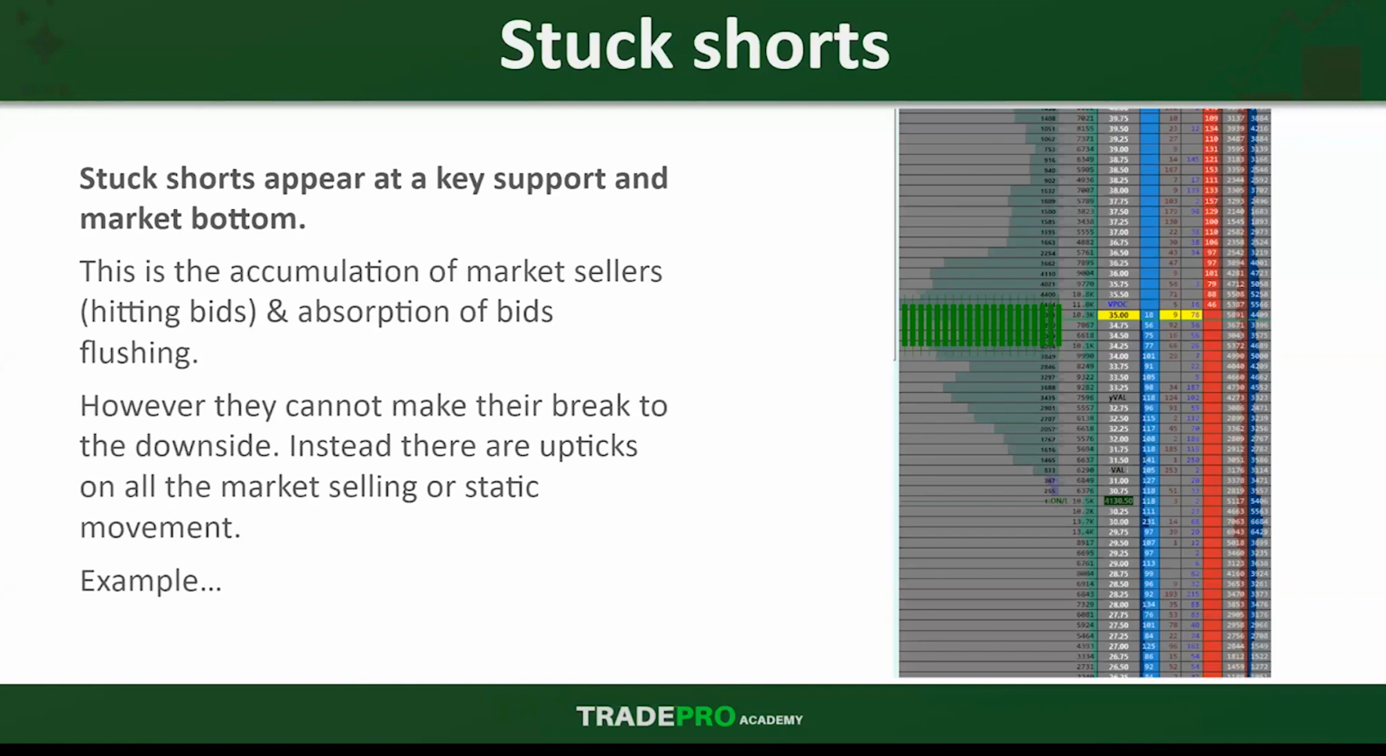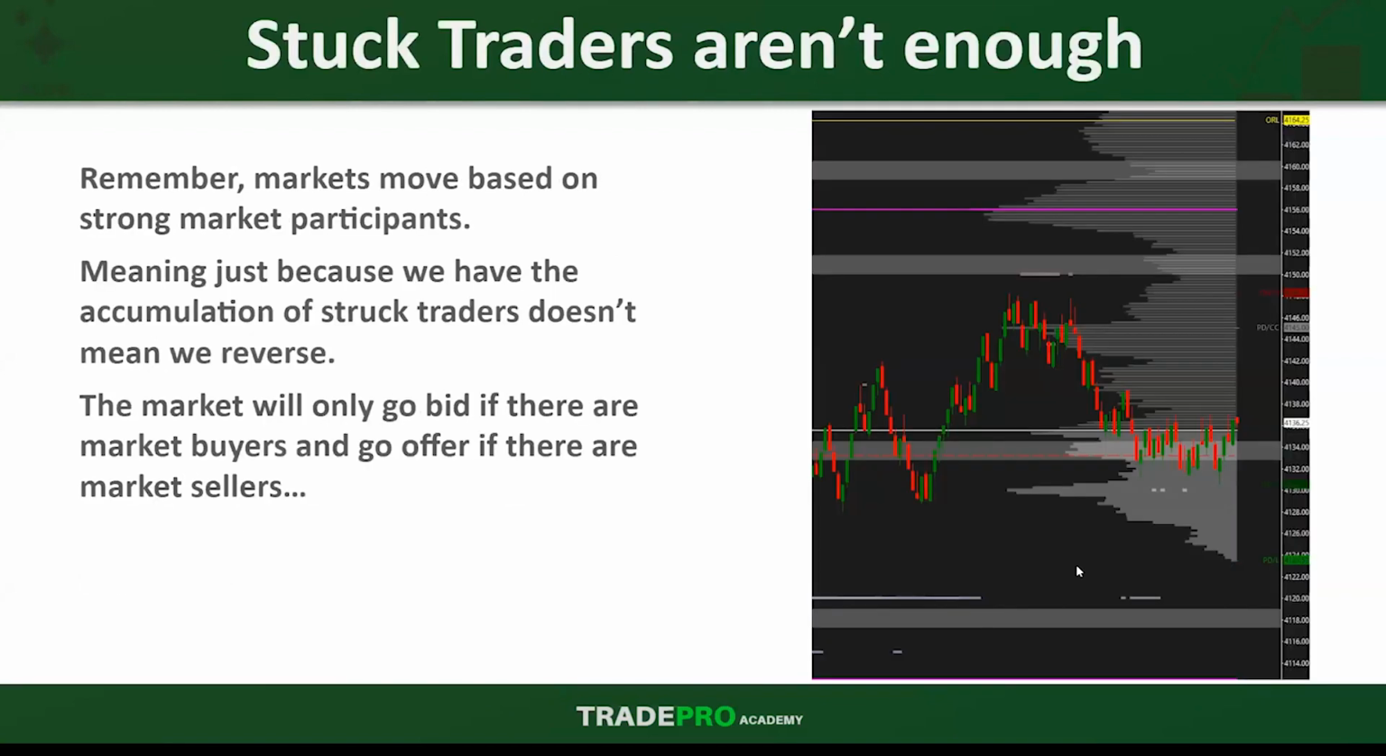Typically, if you get the accumulation, the absorption of traders at a top or a bottom, the flush and the continuation is fairly low probability. So you always have to remember that just seeing the accumulation of stuck traders is not going to be enough, right? Just because a trader is stuck, that doesn't necessarily mean that you're going to get this massive, massive reversal and a stop's going to get ran.